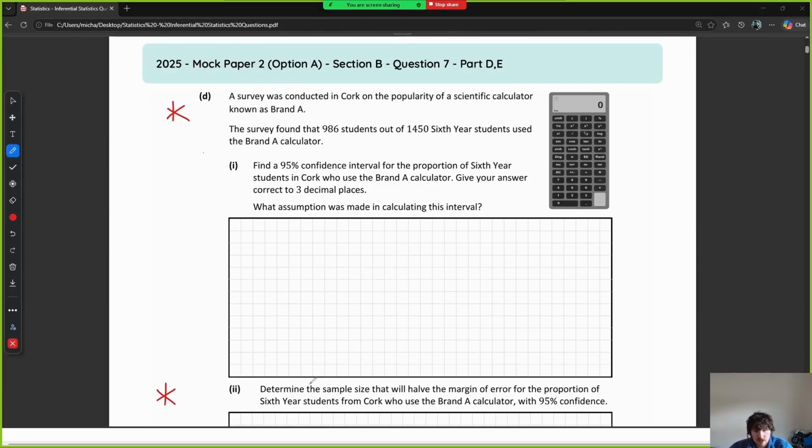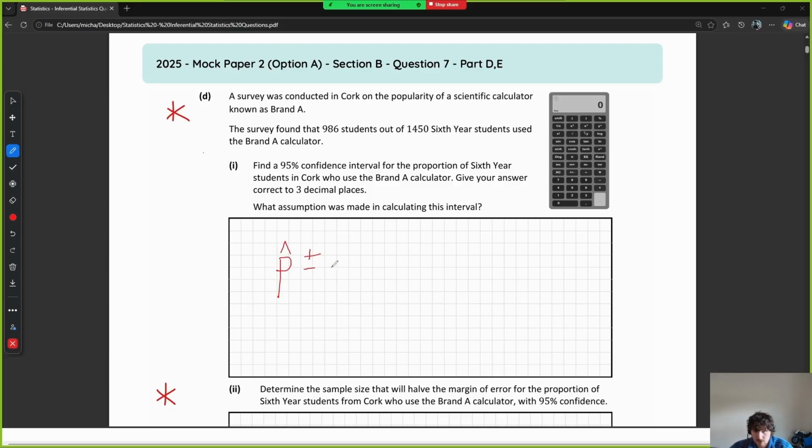So this is our next question. Determine the sample size that will have the margin of error for the population proportion, okay? That's tied into what we saw earlier in the first question of this video. So let's have a look at the formula and what actually is the margin of error.